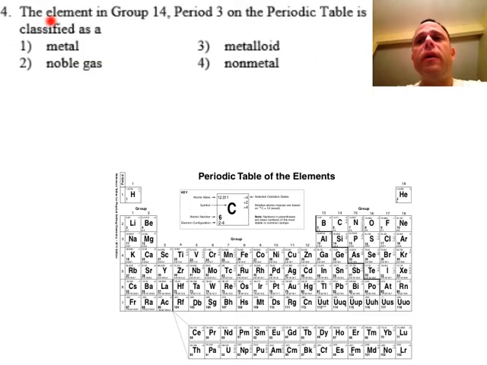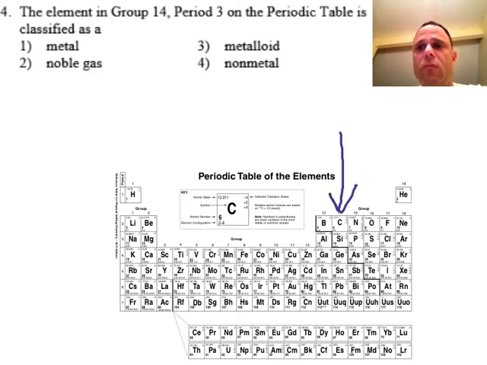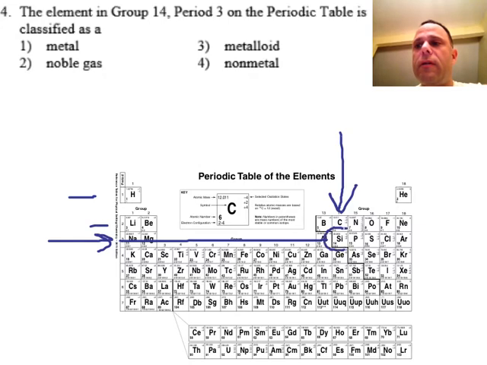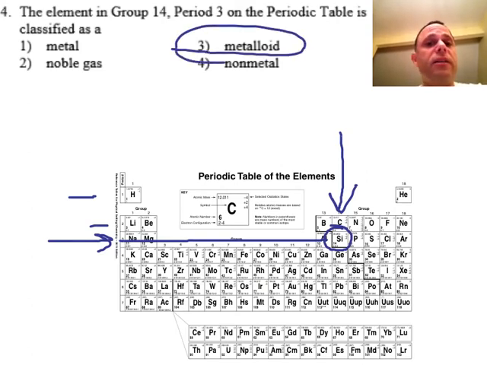Question 4. The element in group 14, period 3 on the periodic table is classified as what? So where is this? Group 14 is right here. Period 3, 1, 2, period 3. So let's walk across. There it is. It is silicon. Because it is touching that stair step on 2 lines, it is classified as a metalloid.